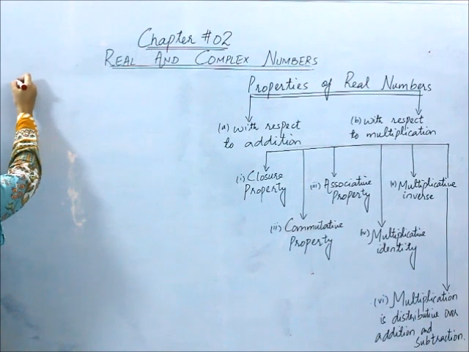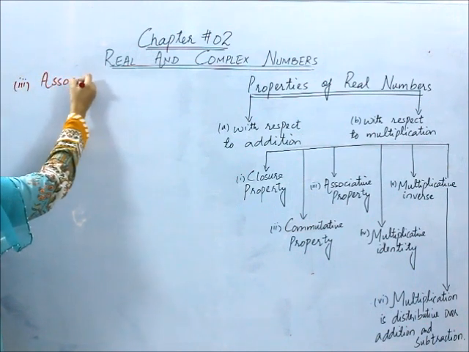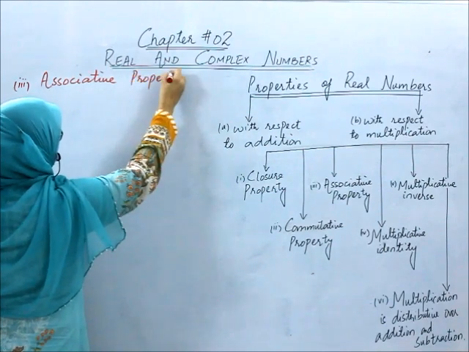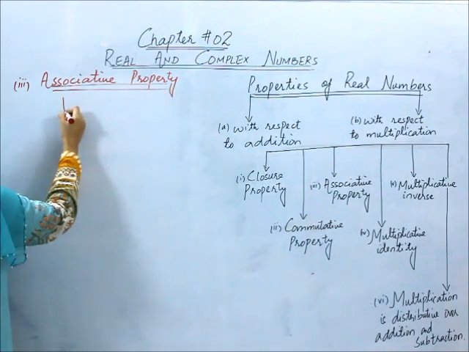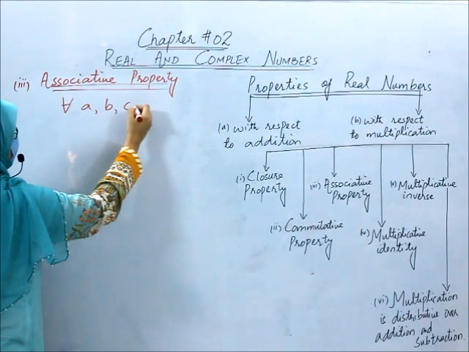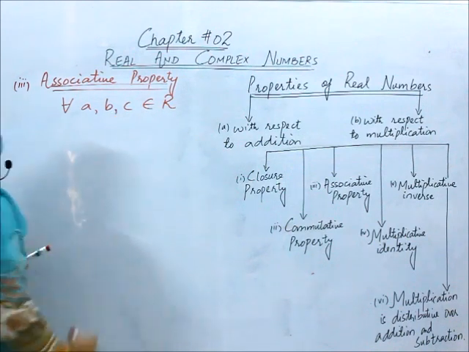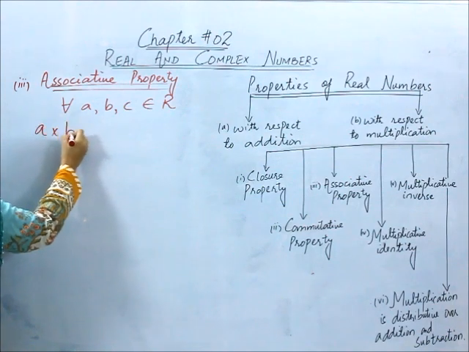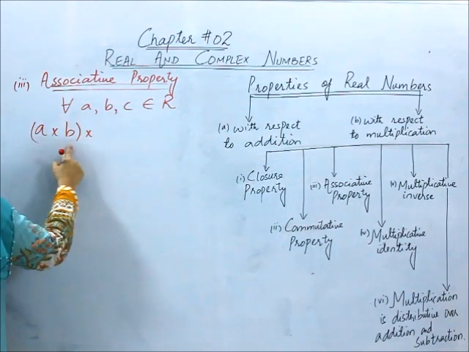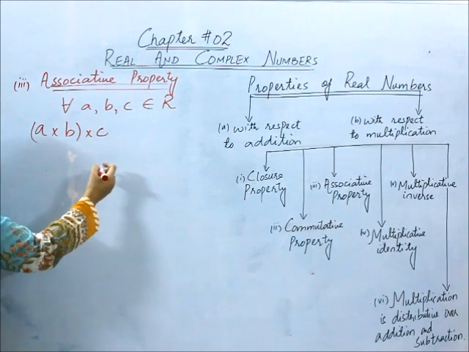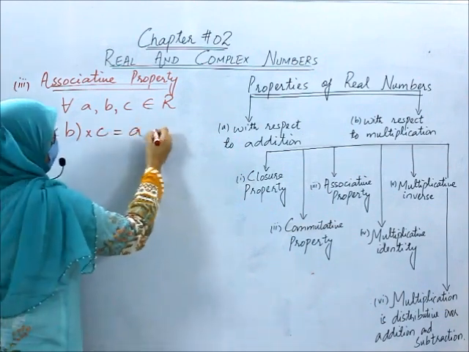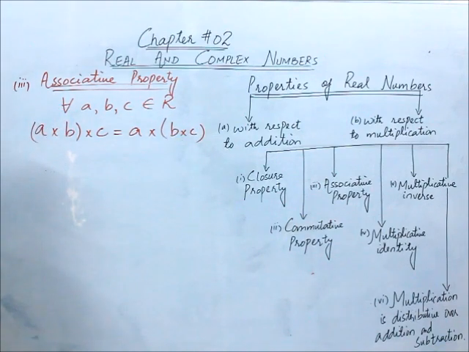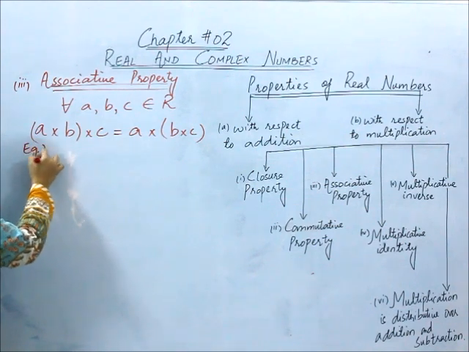Okay, third property is associative property. So as similar to the associative property with respect to addition, if we have three real numbers, that is A, B, C, belonging to the set of real numbers. So this property says what? If we multiply A and B at first and then multiply our answer or product of AB with C, the answer would remain same if we multiply B and C at first and then multiply the product with A. So let us take an example to verify this property.